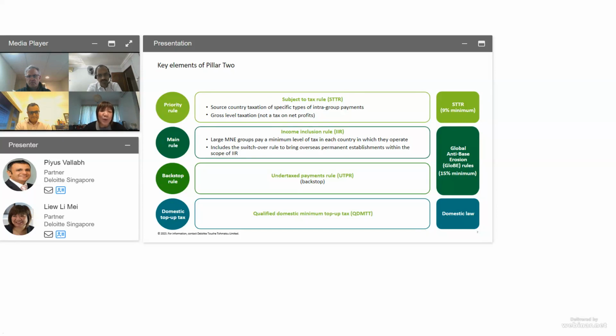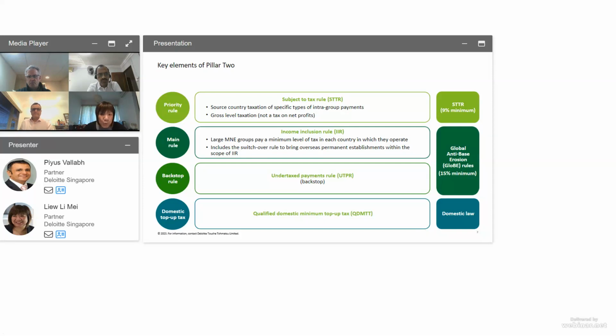Now, finally, we have the Qualified Domestic Minimum Top-Up Tax, or QDMTT. It is a tax that's imposed under domestic tax law, and it operates to collect the top-up tax in respect of the low tax income in that jurisdiction. So this minimum tax can qualify as a QDMTT only if it is implemented and administered in a way that is consistent with the outcome as provided under the GloBE rules. Okay, and that's provided the jurisdiction also does not provide any benefits that are related to such rules.